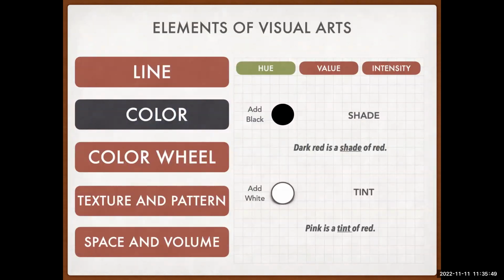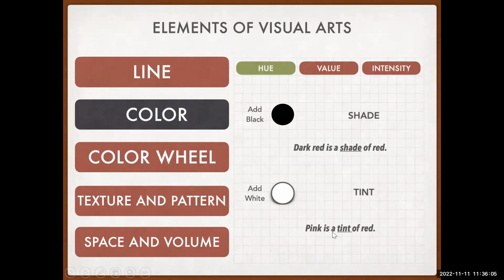Another element of visual arts is color. So we have there the hue, the value, the intensity. Say, for example, you add black, that's called a shade. Therefore, adding red or dark red is a shade of red. If you add white, that's called a tint.